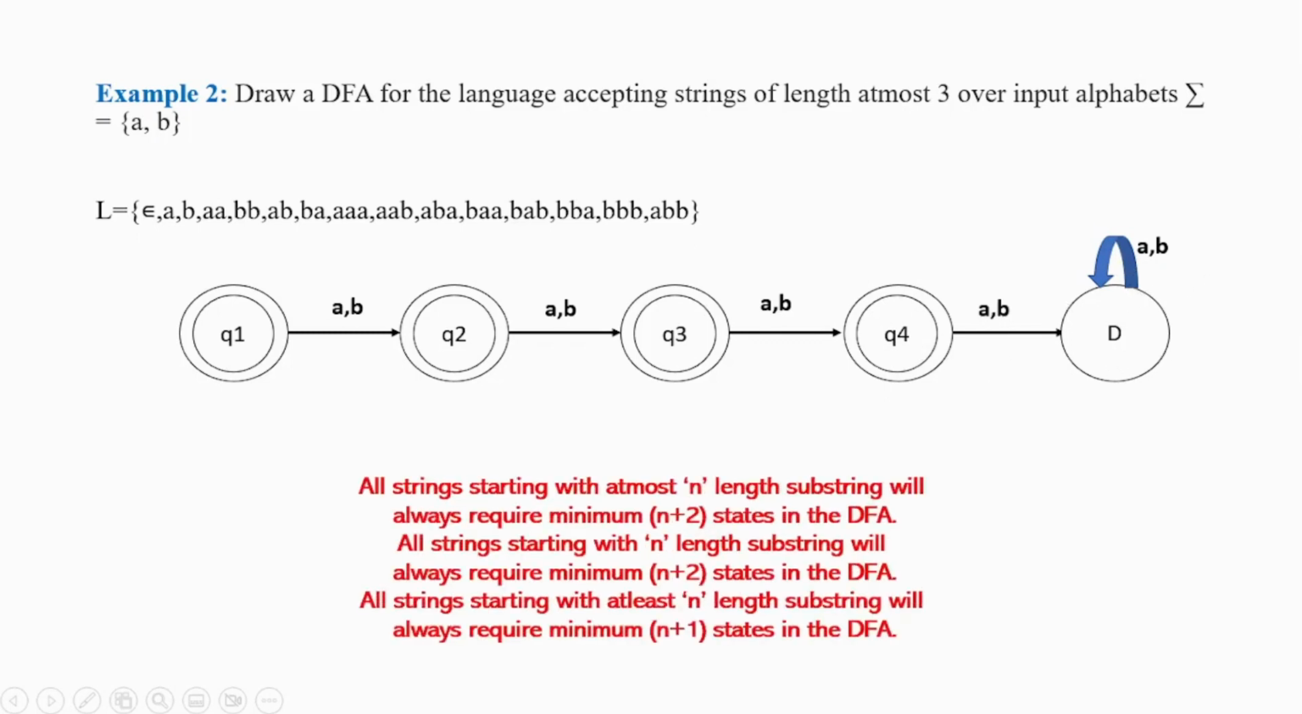So what you have to remember is, for all strings with at most n length, at most 3 or at most 4, at most n means there will be n plus 2 states. Here at most 3, so 1, 2, 3, 4, 5 states we have. So always if the question is at most n, there will be n plus 2 states. Okay.